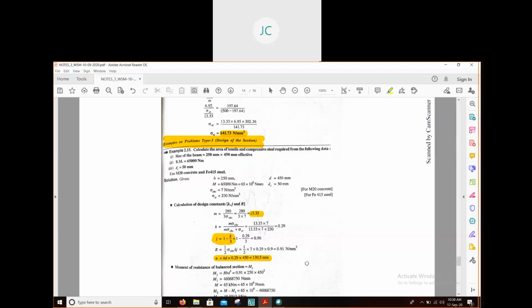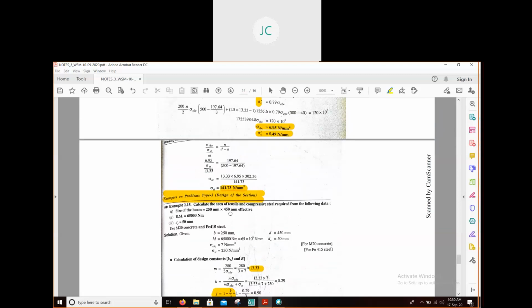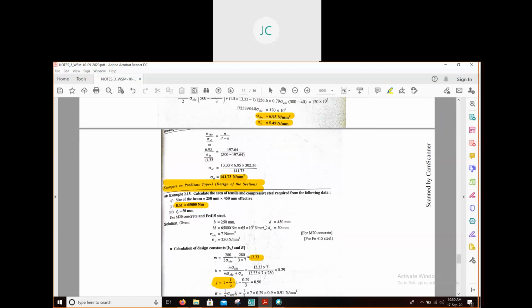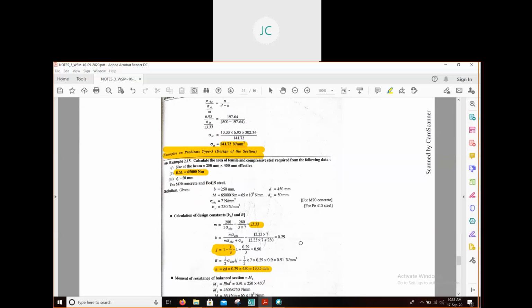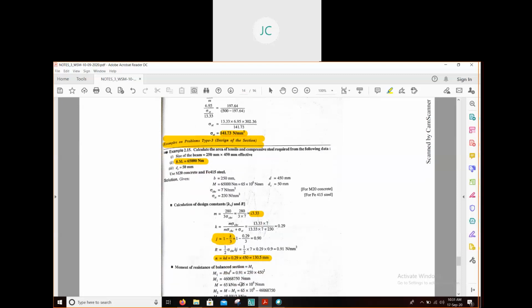Okay, so now we know that the total moment is equal to M1 plus M2. In the question, the total moment resisted by the beam is given as 65,000 Newton meter. After calculating, we have got that for a balanced section the moment of resistance is 65. So how much additional moment do we have to resist?